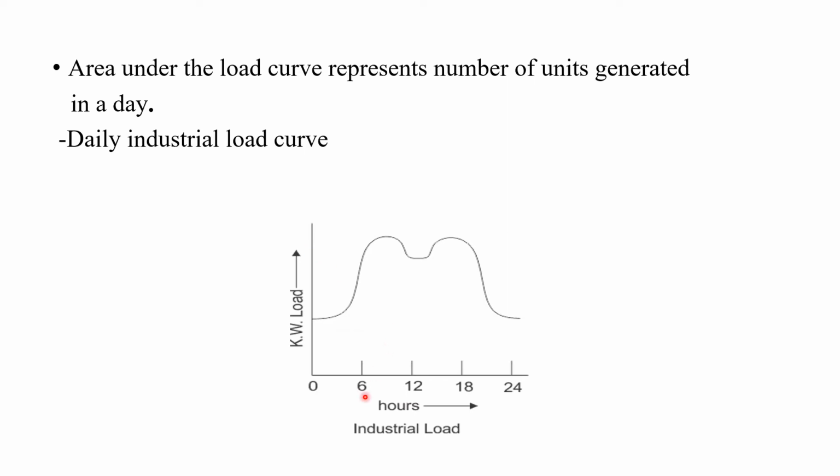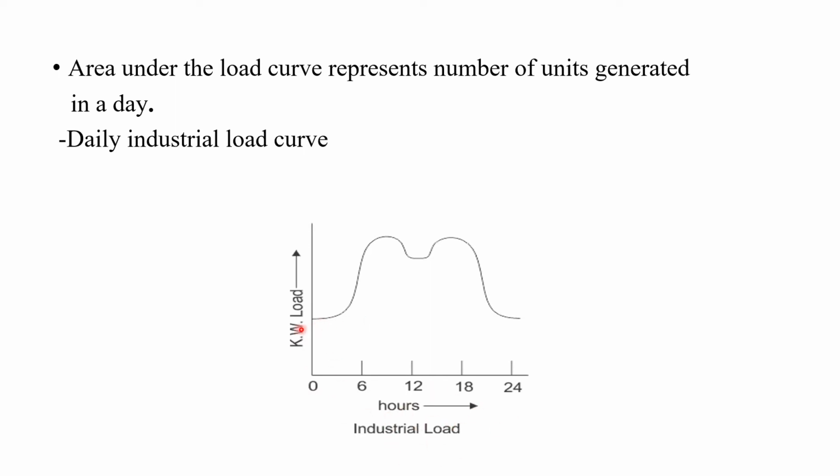The area under the load curve represents the number of units generated in a day. You can easily observe it from the graph. Load curves can be of different types, but here I plotted only two types. Here you can see the daily industrial load curve. On this axis, load is represented in kilowatt, and here hours. It is an industrial load.